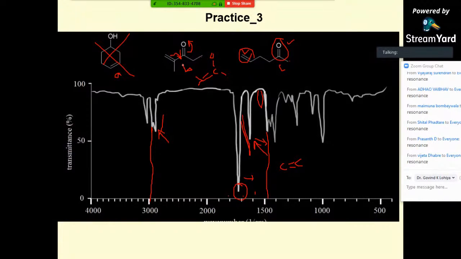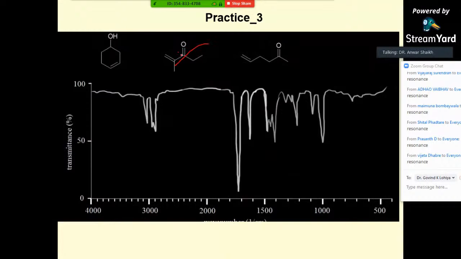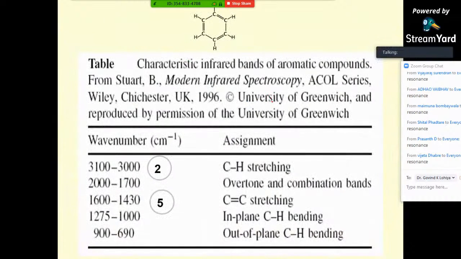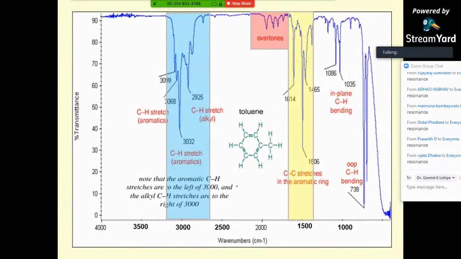But it is not the case. So we are also ruling out this. So our exact answer is this one. So in this way, I told you the specific cases for aromatic compounds that we can see here.